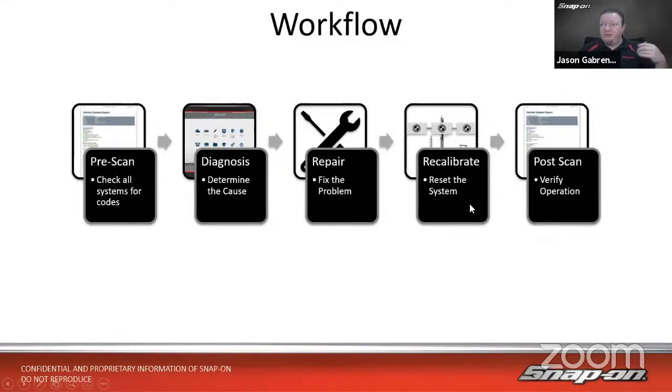And then we get into the recalibration phase after that. So I need to reset something in the system. Maybe I replaced an oxygen sensor on a Chevy and I need to reset the heater circuit. Maybe I replaced the throttle body and I need to do a throttle body relearn. Any of those things, we don't want to forget that. So we want to make sure we have that recalibration step built into our repeatable workflow. And then, of course, after we're done, maybe we clear the codes, take a road test, and then we want to do that post-scan to make sure no codes came back.